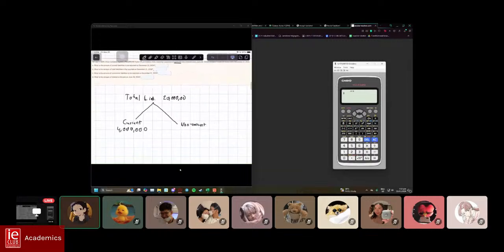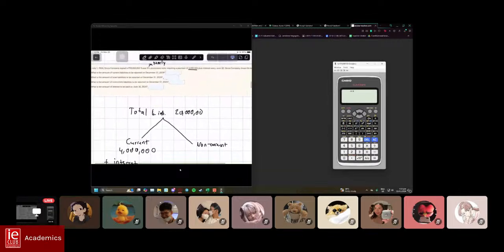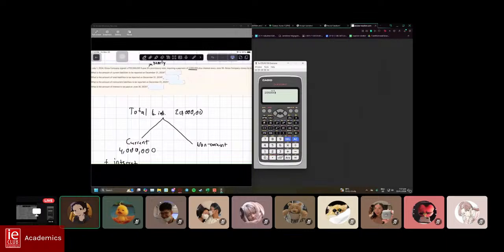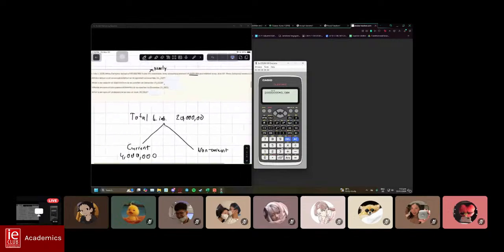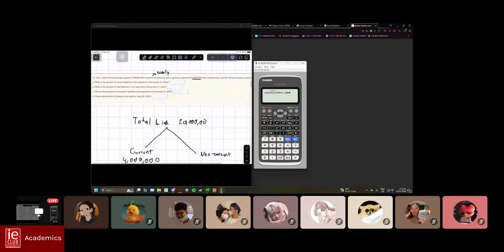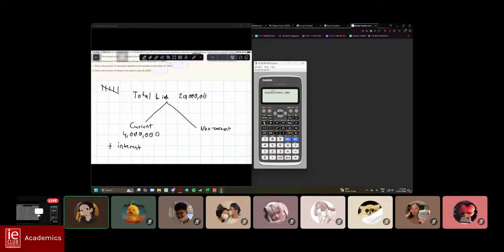And then we also have our plus the interest accrued. So that's just going to be 20 million times 0.08. But since the note was only signed on July 1, and then this is December 31, so that's July, August, September, October, November, December. That's 6 months out of 12. So we do times 6 over 12.